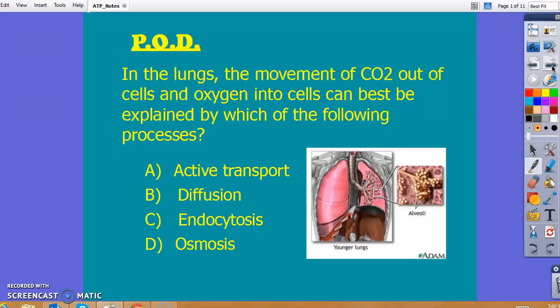Well, if you think about it, there's going to be a lot more oxygen on the outside than on the inside. So oxygen is going to move from an area of high concentration to an area of low concentration, and energy is not needed. So that gets rid of active transport, endocytosis. So that leaves us with B and D. Well, osmosis, when you think of osmosis, you should only think of water. So your answer here is B.